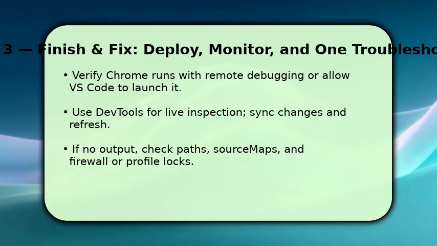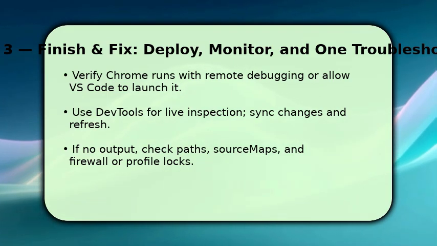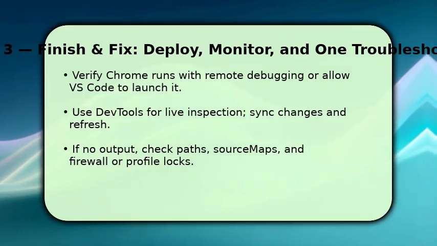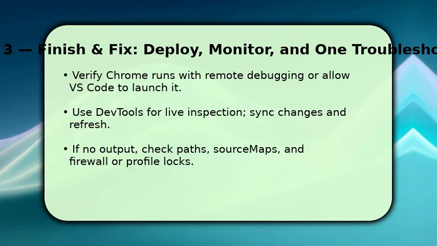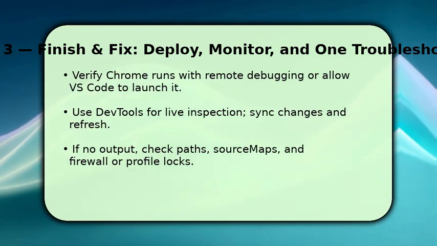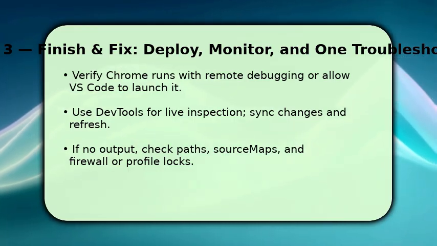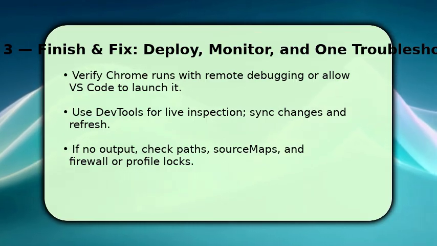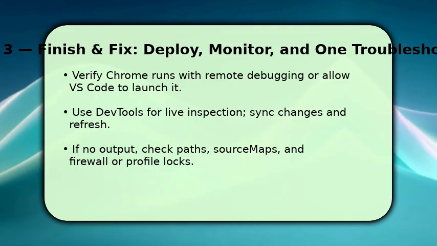Finish by confirming Chrome is controlled, either launched by VS Code or started with remote-debugging-port=9222. Attach or relaunch the session, then use both VS Code and Chrome DevTools to inspect variables and network. This dual approach lets you see console output and DOM changes simultaneously.